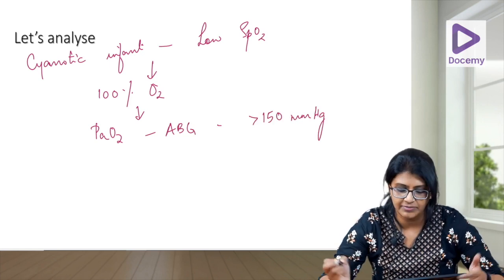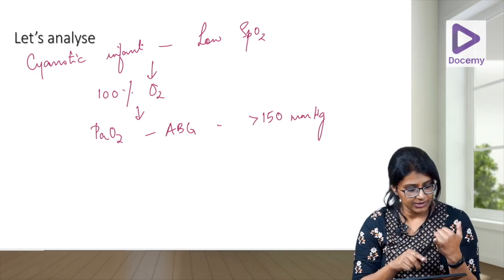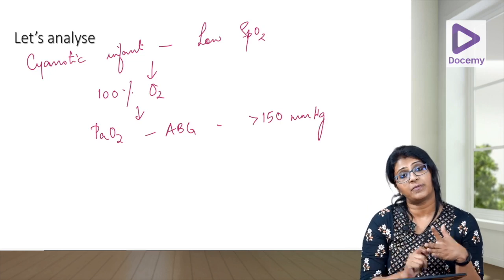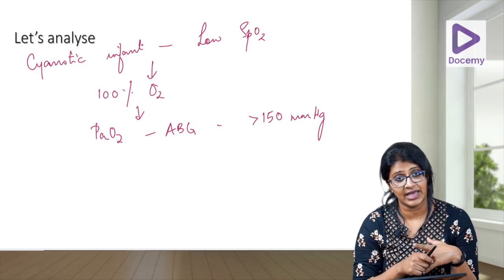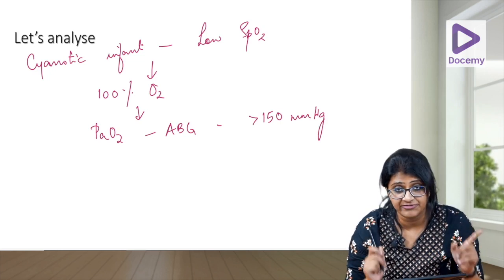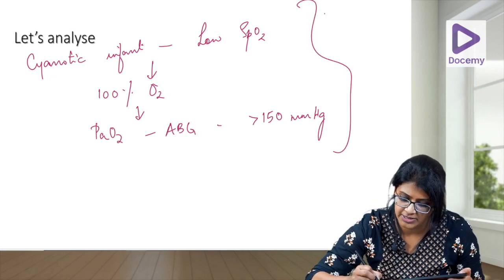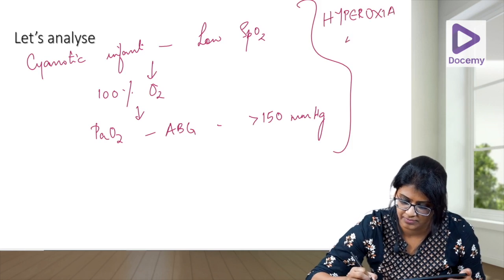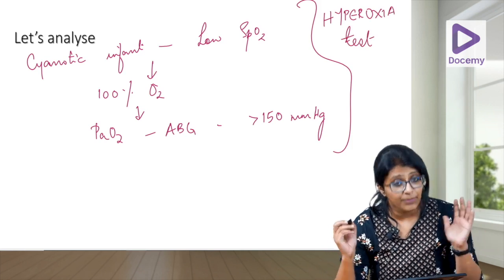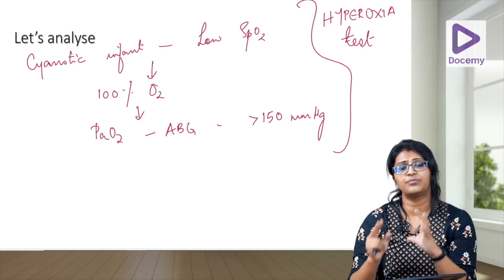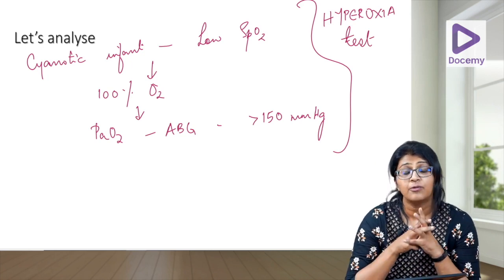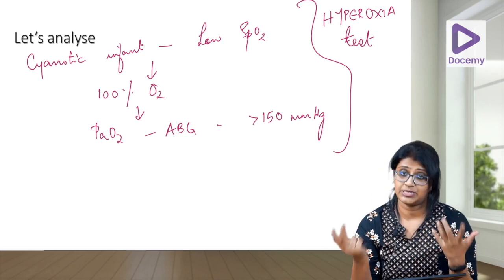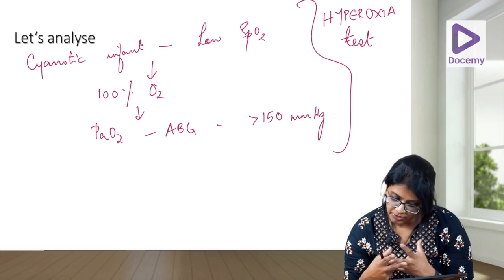Now, what have I described here? Basically, we gave 100% oxygen to a cyanotic infant, we did an arterial blood gas, and we are looking for a partial pressure of oxygen on the arterial blood gas of more than 150. So, this whole thing together is called the hyperoxia test. This is very important because this is the most important thing which is now going to distinguish whether your cyanosis and your respiratory distress are cardiac or respiratory. Okay? So, we did a hyperoxia test.